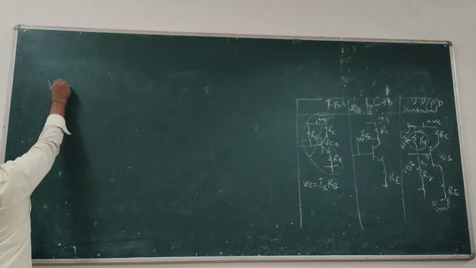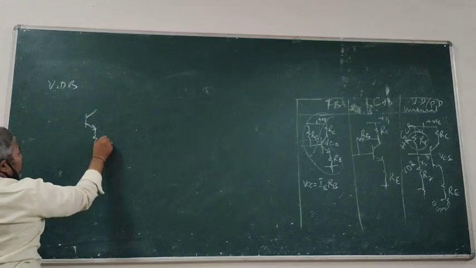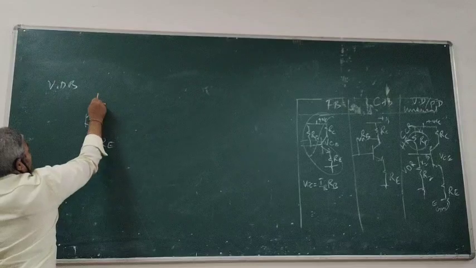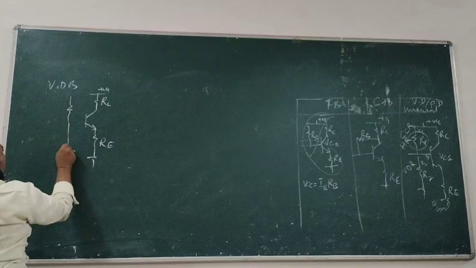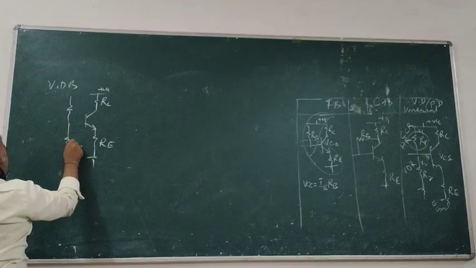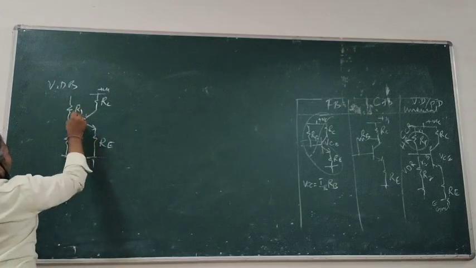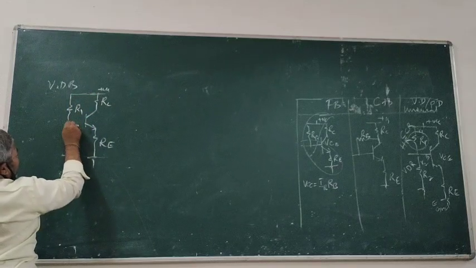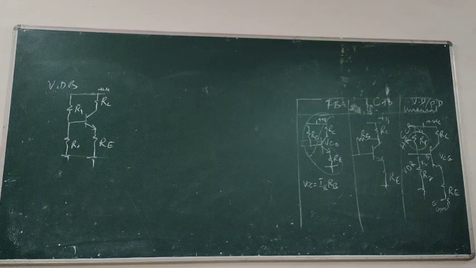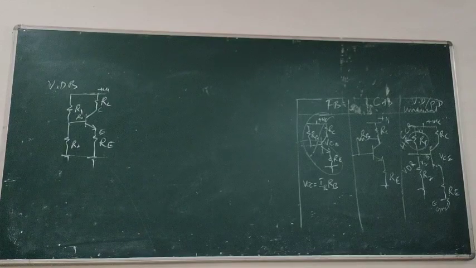So this is voltage divider bias. You are going to write RE to ground, RC to positive VCC, this is R1, this is R2. You may take it complete or something else, no problem. From the middle we are going to give to the base of the transistor, with base, collector and emitter. So this is the circuit diagram for voltage divider bias.